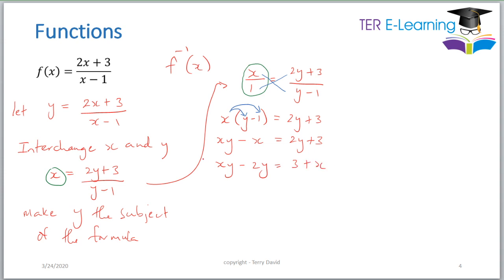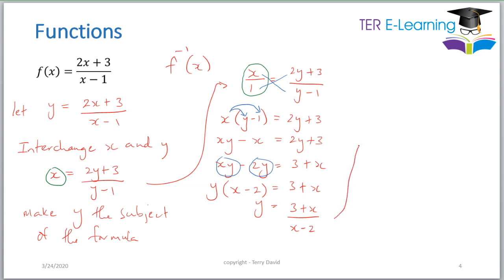Right? Now, look at something carefully. I have xy and we have 2y. What I can do, I can factorize that. I can pull out y, and this will become y times (x minus 2) is equal to 3 plus x. So now I can make y the subject of the formula. So y is equal to 3 plus x all over x minus 2.